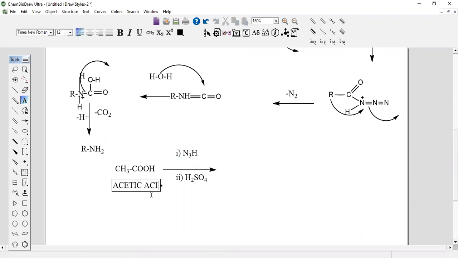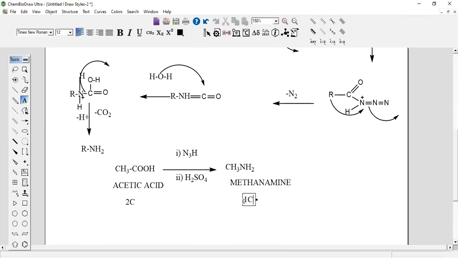Then what is the product that can be formed? CH3NH2. Very good. What is the name of this compound? Methanamine. See, how many carbons are there in the carboxylic acid? 2. How many carbons are there in the amine? 1.